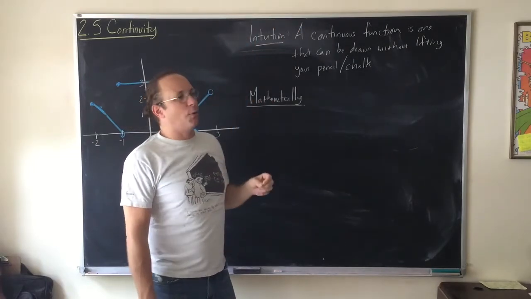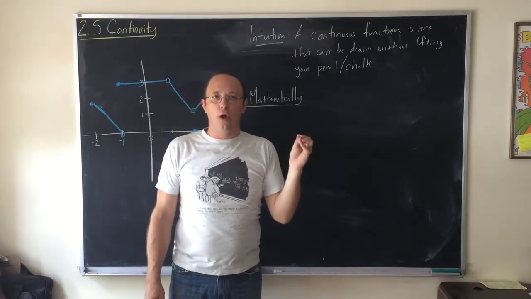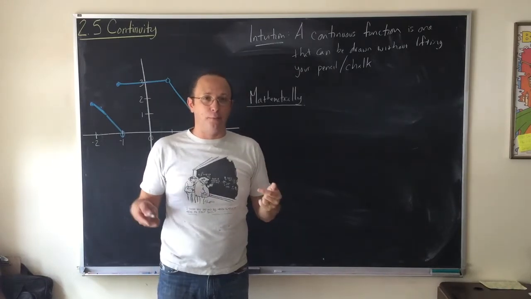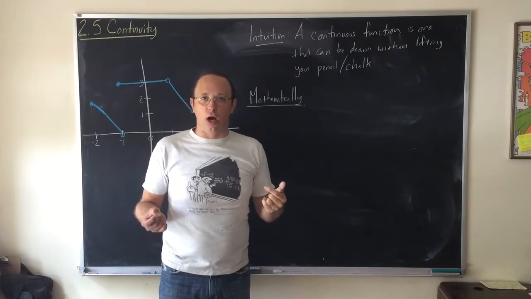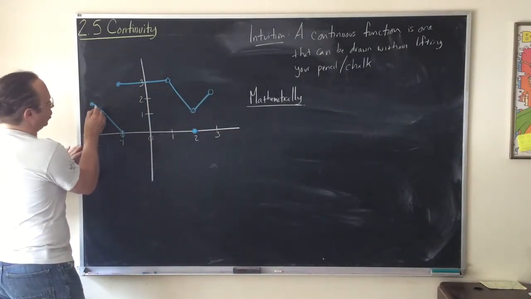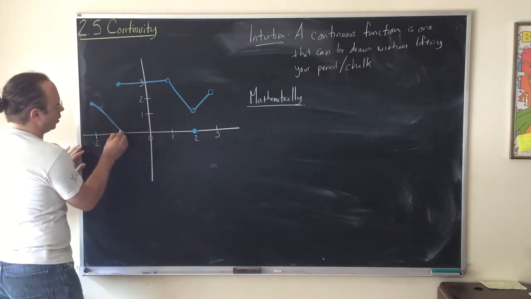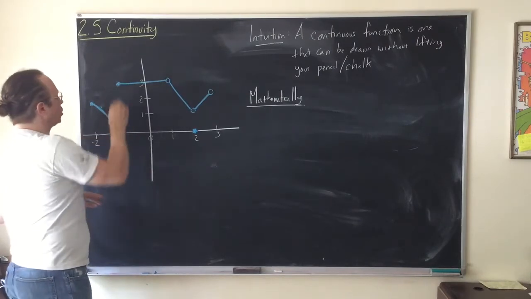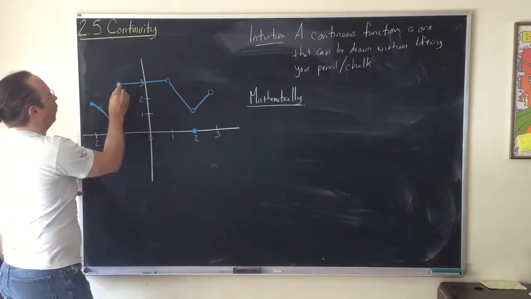But first, let's discuss what we mean by continuity at a point. The idea of continuity at a point is that you could draw the graph around that point without lifting up your piece of chalk. So for example, I have this picture here. Notice I can start here at -2 and I can go, but when I get to -1, I have to pick up my piece of chalk. So we'll say this is not continuous at -1.